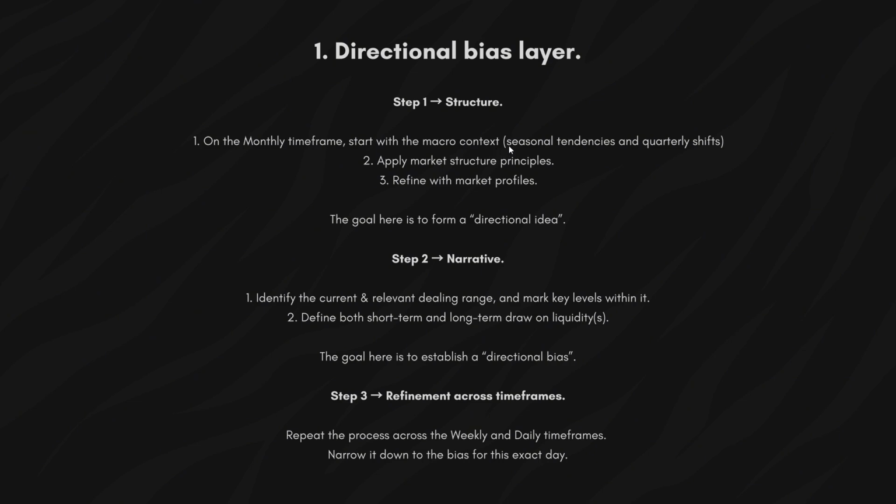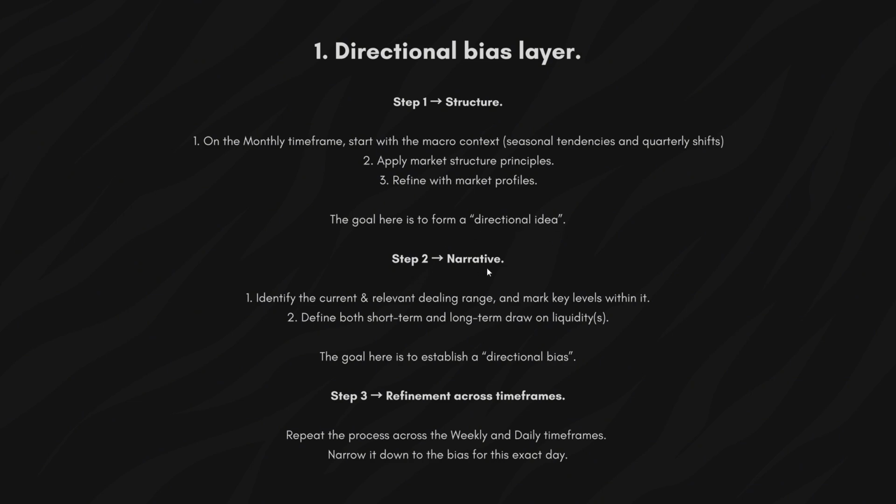We look at things like seasonal tendencies and quarterly shift, and with the help of those concepts we determine a macro directional context. After that we apply the principles of market structure on the monthly time frame, and we determine whether the market is moving higher or lower. Once we've done that, we refine it further using market profiles to get a sense of which cycle or profile the market is moving in. And all of this is just to generate a directional idea. The goal in this step is to form a directional idea.